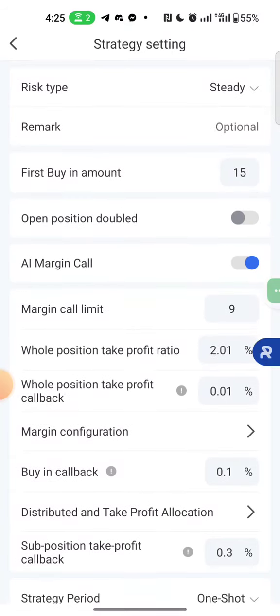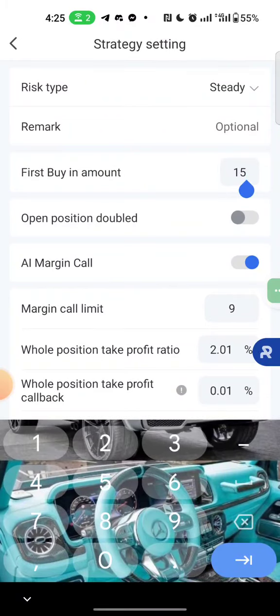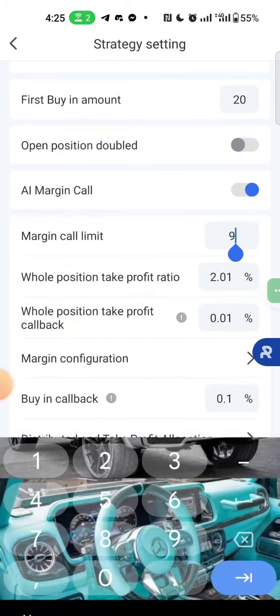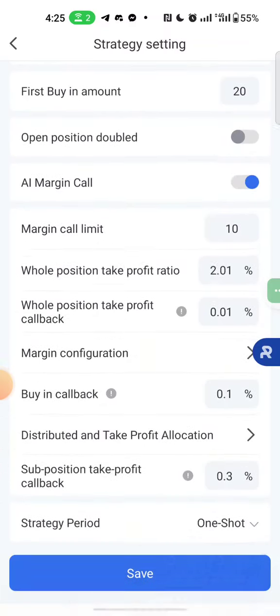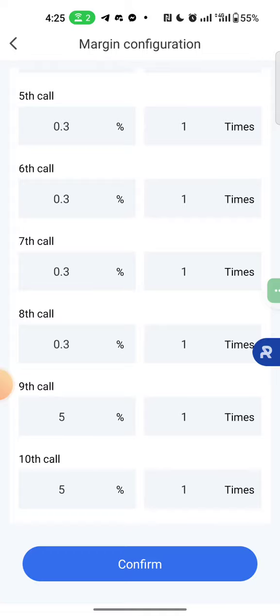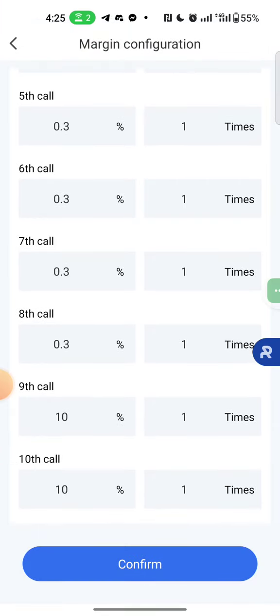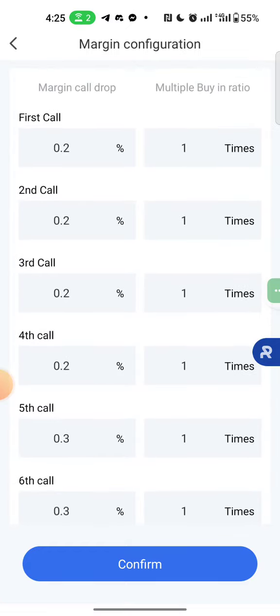Still the same settings can be used if I have a capital of $200. I can increase my first buying amount to 20. This means the margin call drop is basically as it is, still 12%, but if I want to increase more, this is how I can make it 10. If I want to increase more, I could come here and increase the last two, I make this 10 and I make this 10. So when the worst gets to the worst, maybe I could benefit better. This is 20 plus 1.2, which is 22%. But I can still work with the same settings.